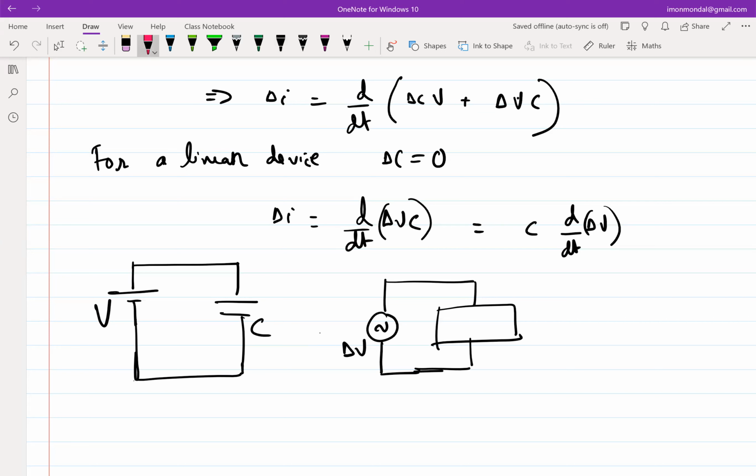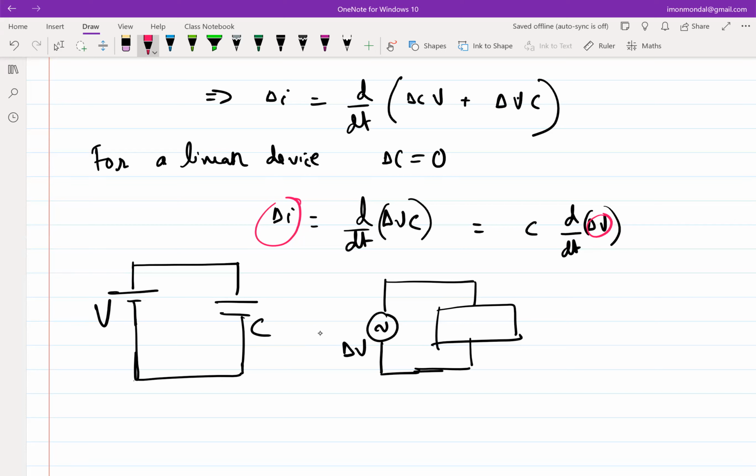So what am I looking for? I am looking for the relationship between del I and del V. In the incremental model of any device or any network, all I'm interested in is the relationship between the increments of current and increments of voltages, right? So the increment is the signal.